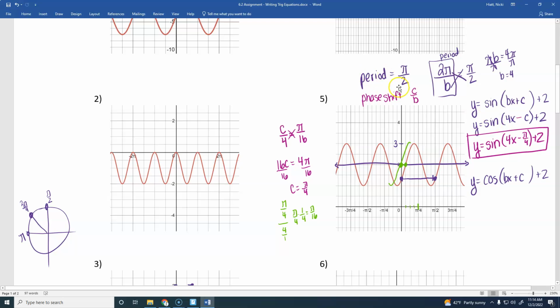Now, okay, so it's not asking you to find the phase shift. You're finding C. You don't know what C is, right? So C is what we do not know. So we've got to do C over B, which is 4, right? Because we already know that B is 4 right here. C over B should equal our phase shift. We found our phase shift. We know we need to shift this to pi over 16 to the right. So we're going to say C over 4 has to equal pi over 16.